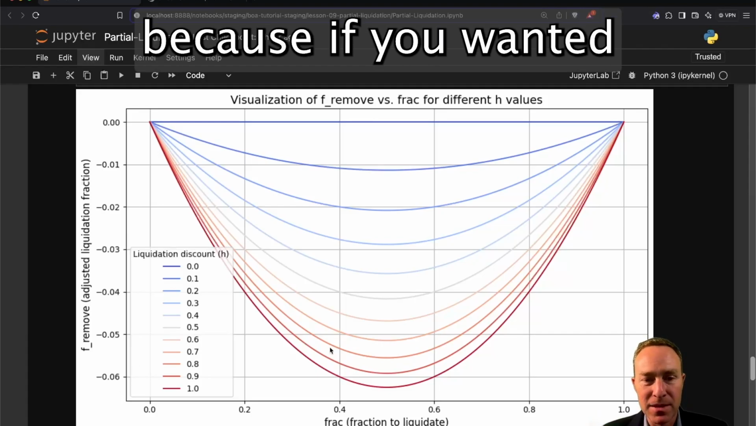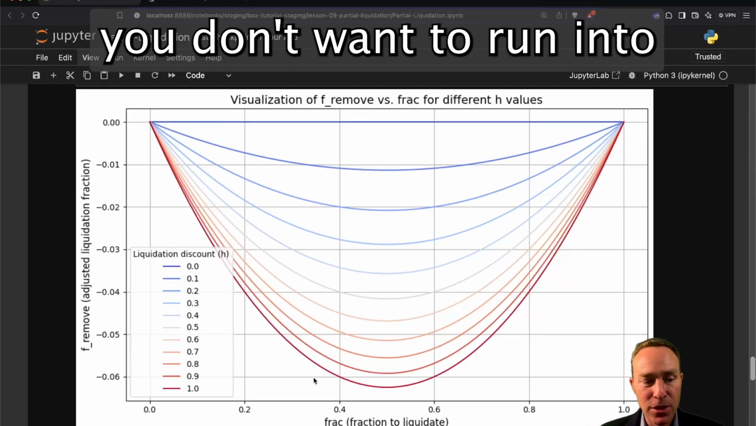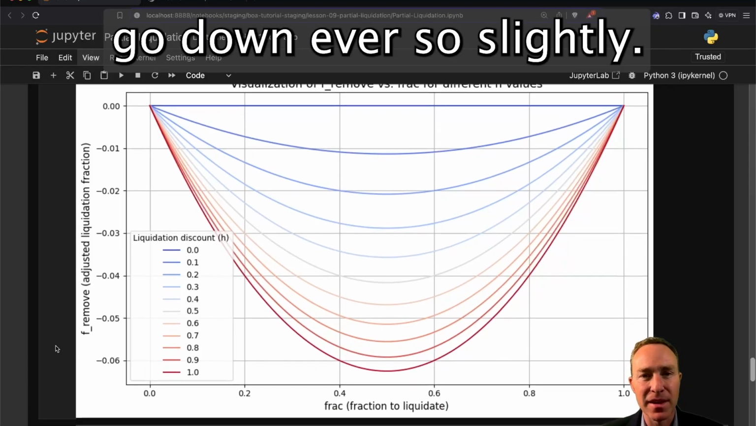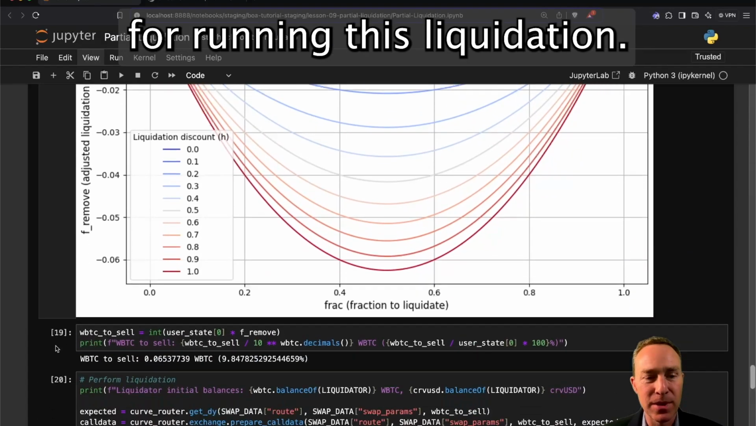And it's important because if you want to liquidate 10% at a time, you don't want to run into a situation where there could be a bonus. So you have to have the curve go down ever so slightly. So we're in a situation where there's a slight penalty for running this liquidation.